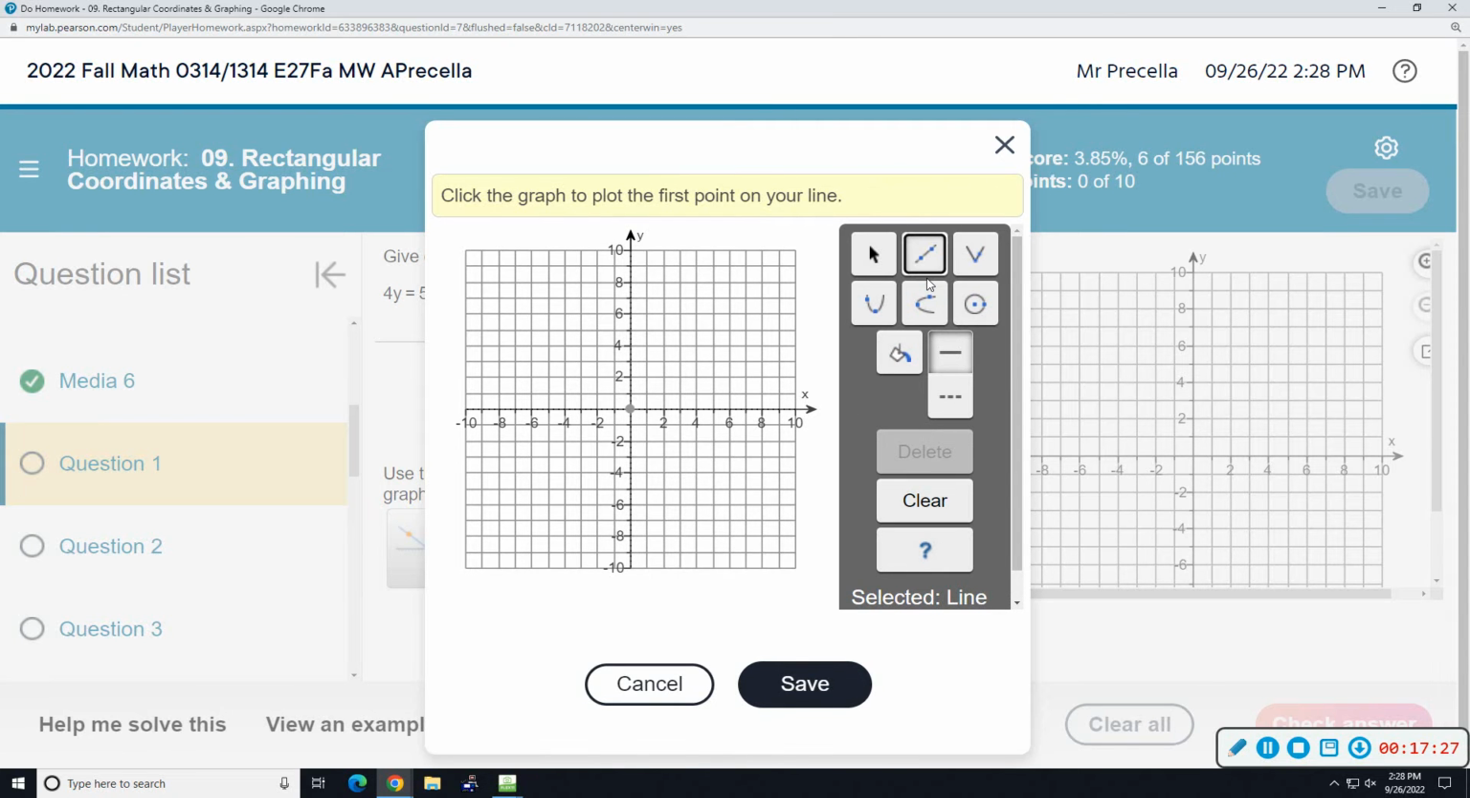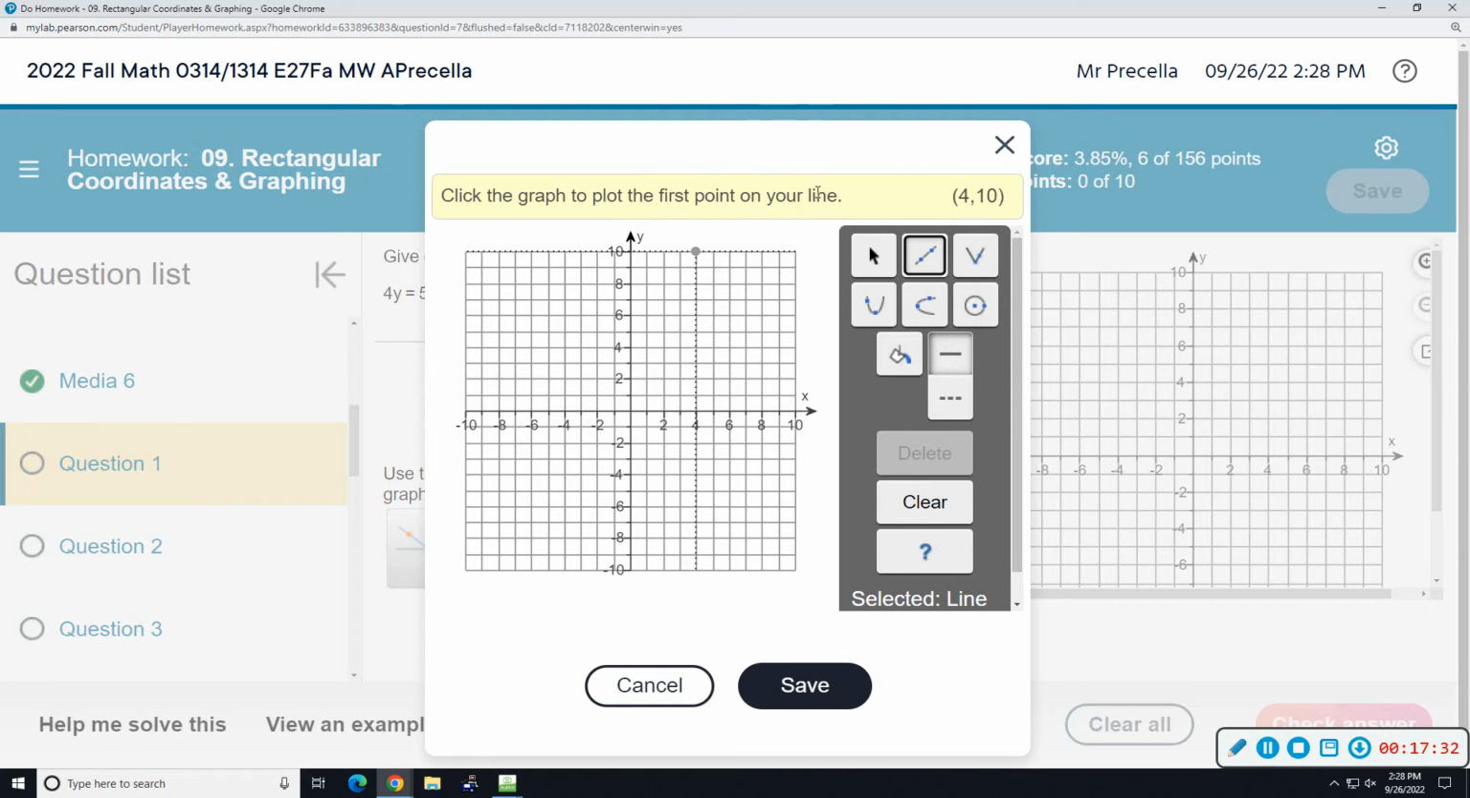So you click there, and as soon as you click the line tool, notice it says click the graph to plot the first point on your line. As you move around, you see up here in this yellow box? It's showing you where your pointer is. For some of these, the increments are going to be very tight. It'll be hard to count those units. So just look up there as you move your mouse around to make sure you have your point at the spot you want. So the first point, 0, negative 5.